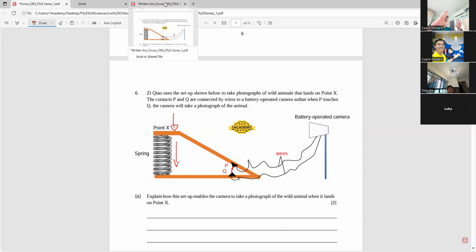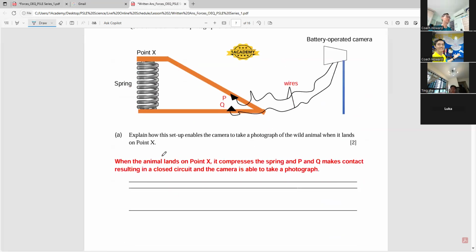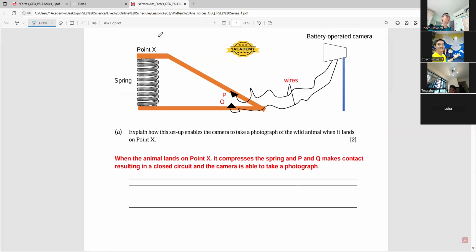So this integrates the topic of electricity and forces. So this is how you answer. When the animal lands on point X, it lands here, so you must say it compresses the spring. It compresses the spring and causes P and Q to make contact or to touch each other, resulting in the closed circuit. The camera is able to take a photograph of the wild animal. Okay, closed circuit.